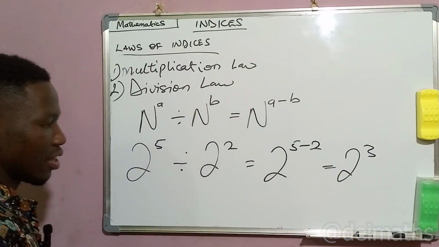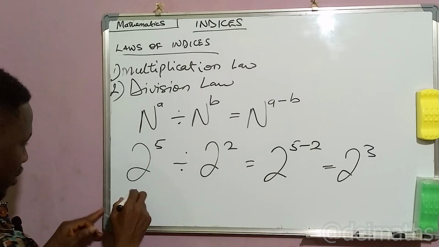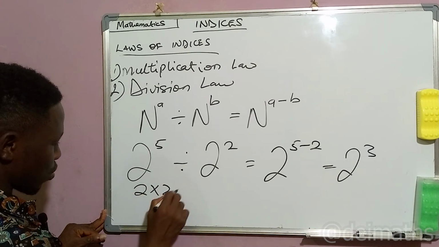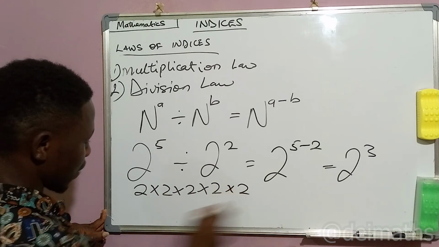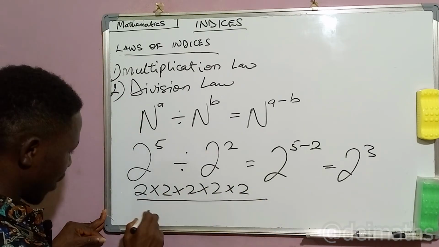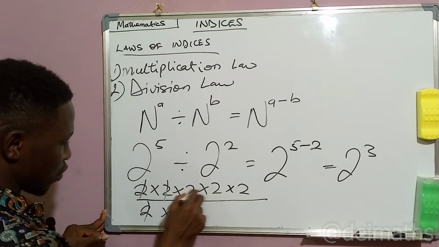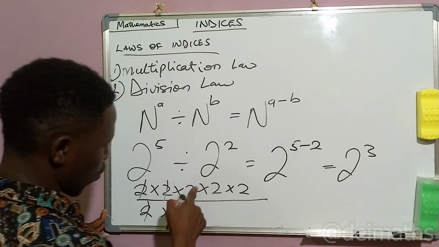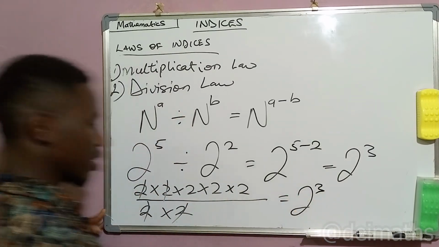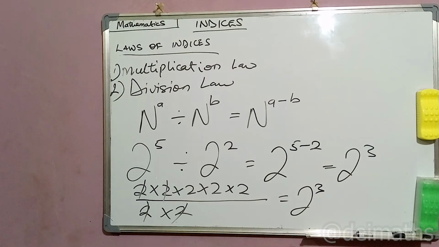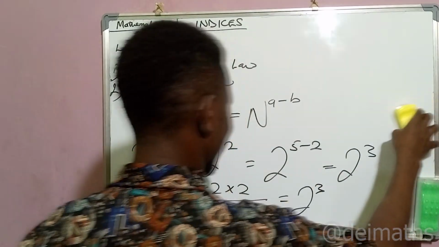3. If you want to prove this, we have 2 raised to power 5 is 2 times 2 times 2 times 2 times 2, divided by 2 raised to power 2, which is 2 times 2. So this cancels this, this cancels this. We have 2 times 2 times 2, which is 2 raised to power 3. The same thing. That is the second law of indices.